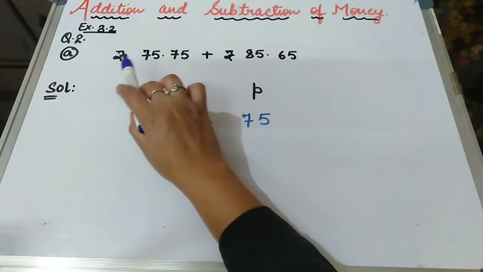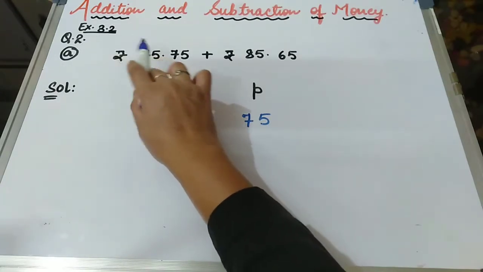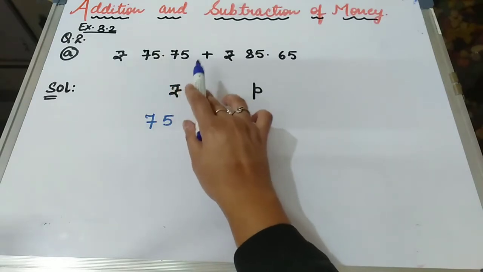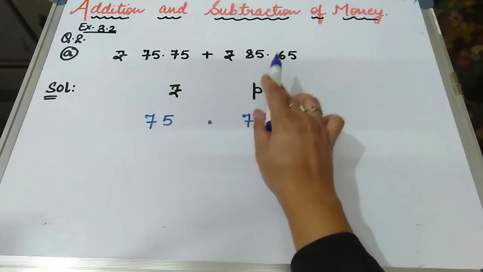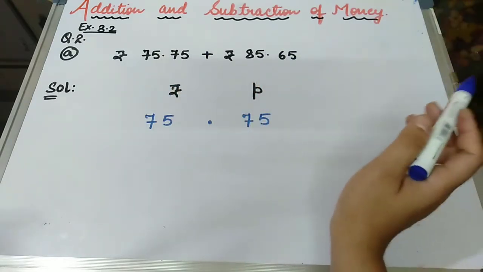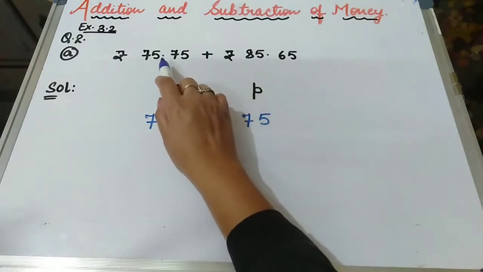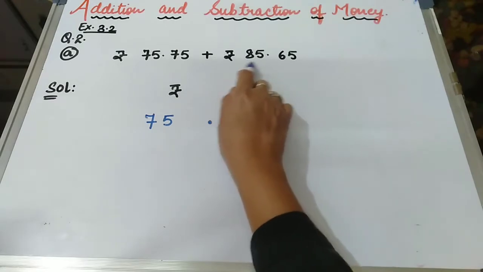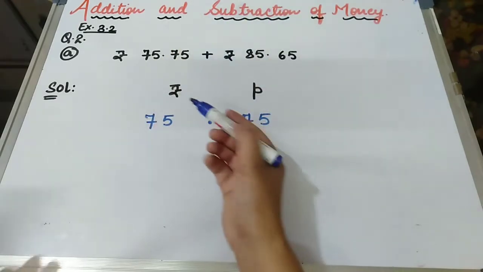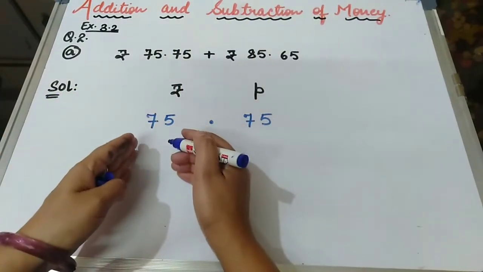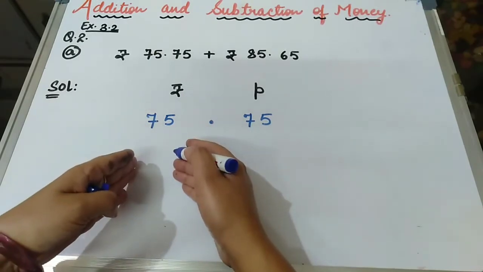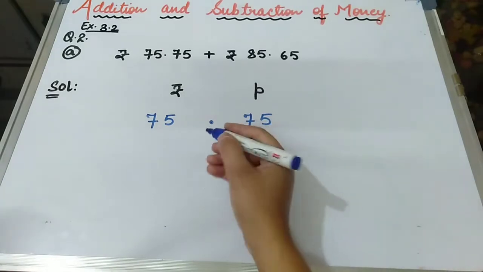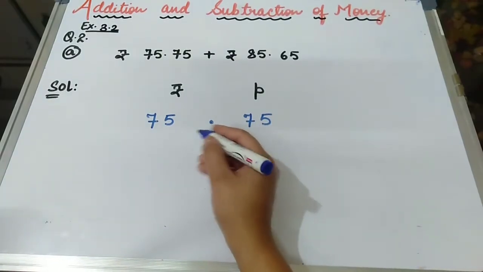So first, here in exercise 3.2 question number 2A, rupees 75.75 plus rupees 85.65 paise is given over here. So we know that after the dot these are the values given in paise and this is the value given in rupees. So the value given in rupees we are going to write in the rupee column, and the value given in paise we are going to write in the paise column, and in between we have to place the dot.